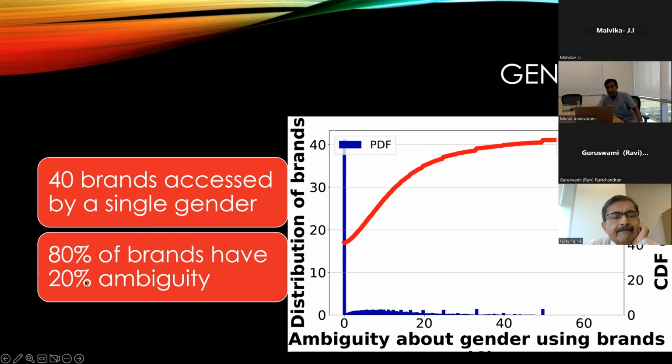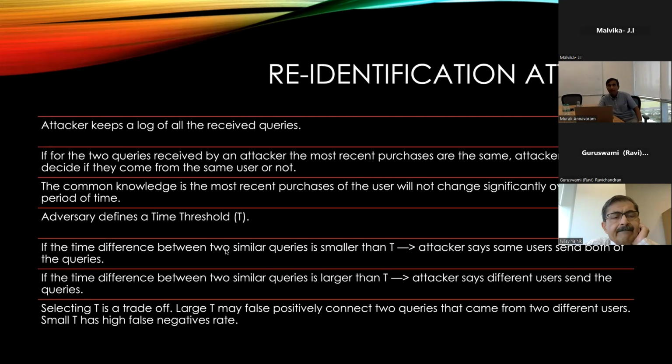ambiguity in these systems. And hence, even if you decided not to say what your gender is, these systems can extract that information by simply looking at the brands and what other people who have disclosed their gender did, and cross-correlating that information back to you.